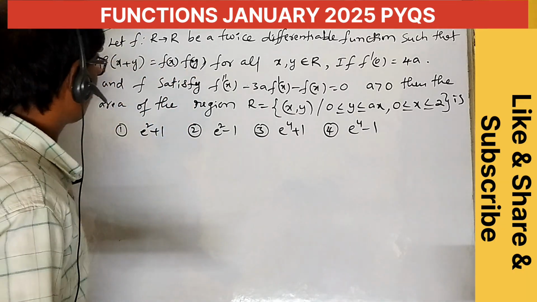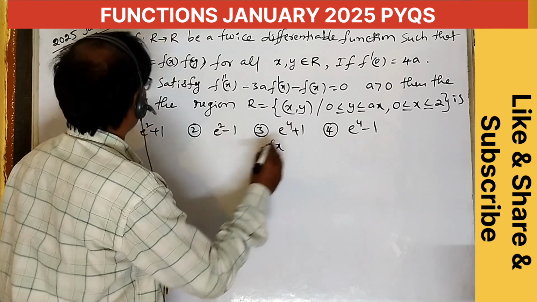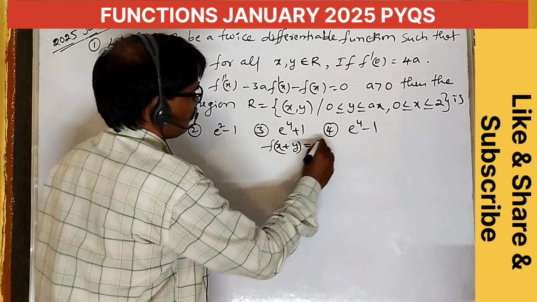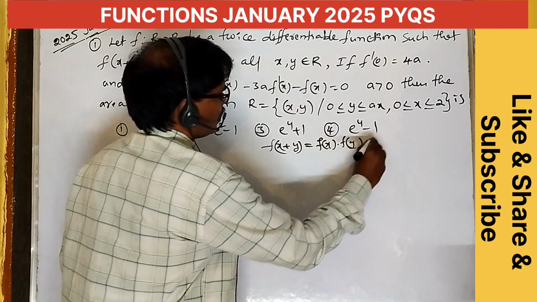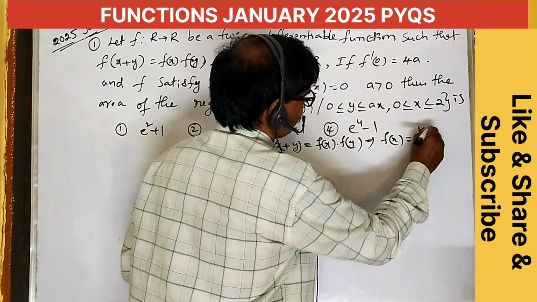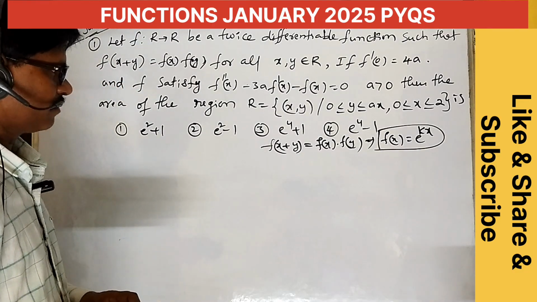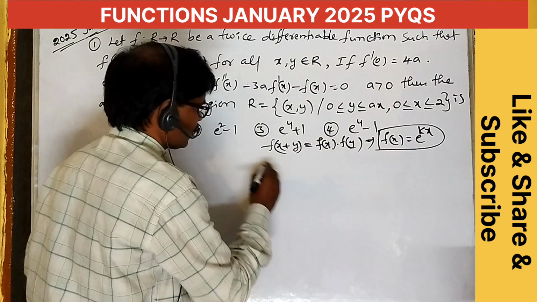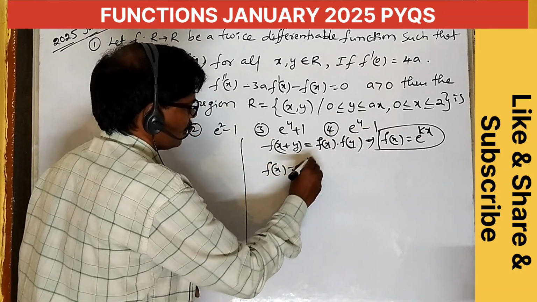What is the functional equation? Given functional equation, f of x plus y is equal to f of x into f of y. What is f of x? f of x is equal to e power kx. That is the functional equation. Here write this one, f of x equal to e power kx.